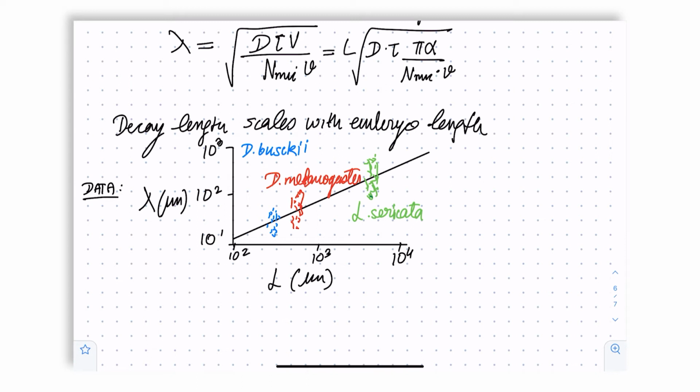While this is consistent with the graph here, there is of course the tricky part, which is that this graph is a log-log plot, but at least qualitatively now we have an expression which allows the scaling of the embryo size and the decay length.